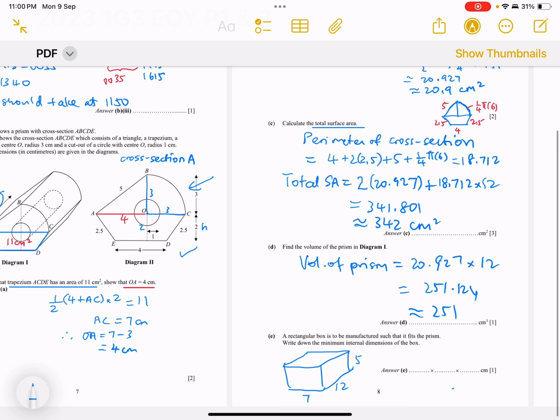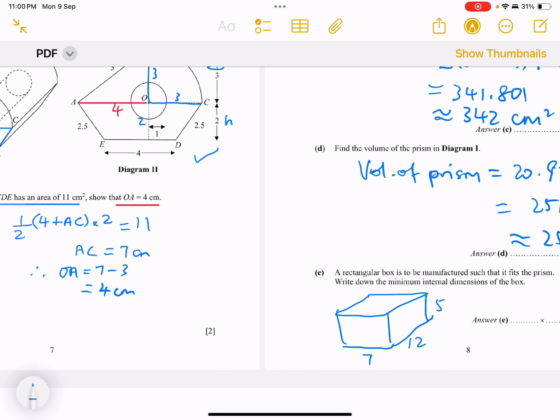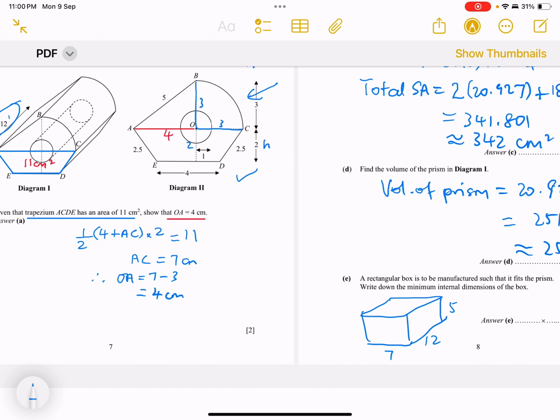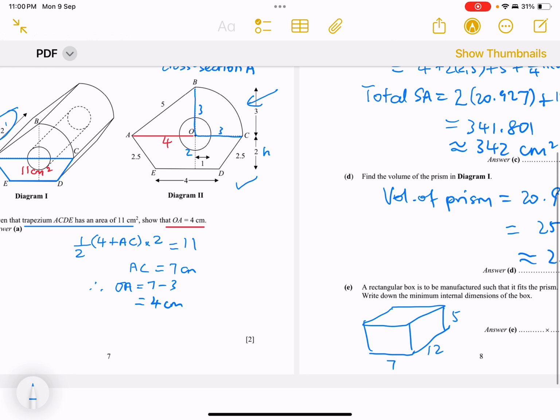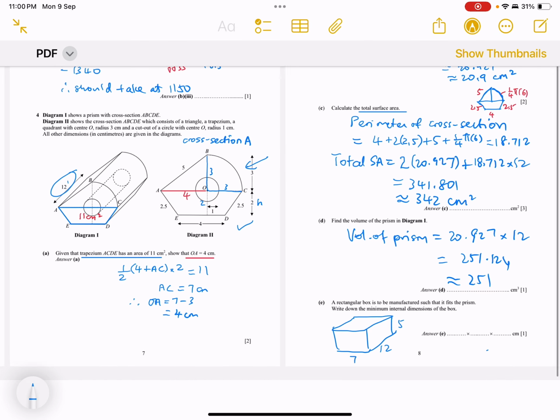Now, how do we fit this into a box? Well, the total height is 5 from the diagram, right? We can see. The length of the object, you know, is 12, so the internal dimension must be about 12. And then the whole length is 7. AC is the whole length. So these are the dimensions that we require.